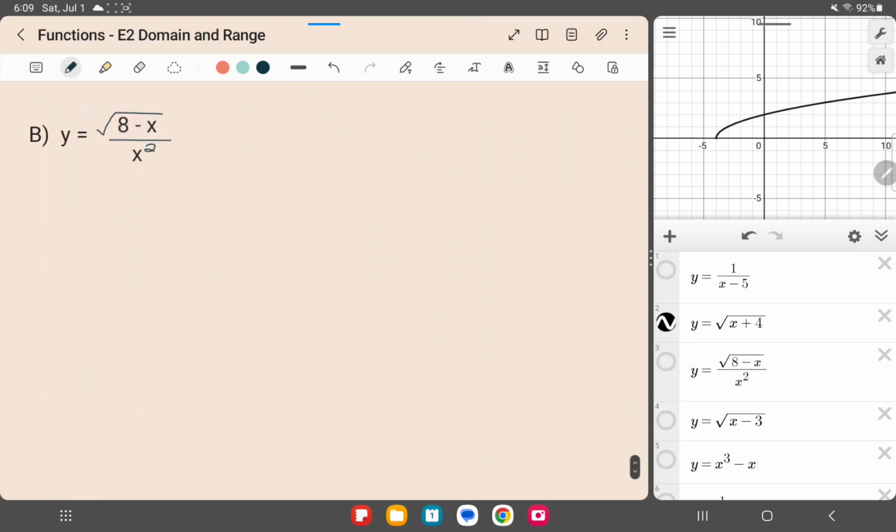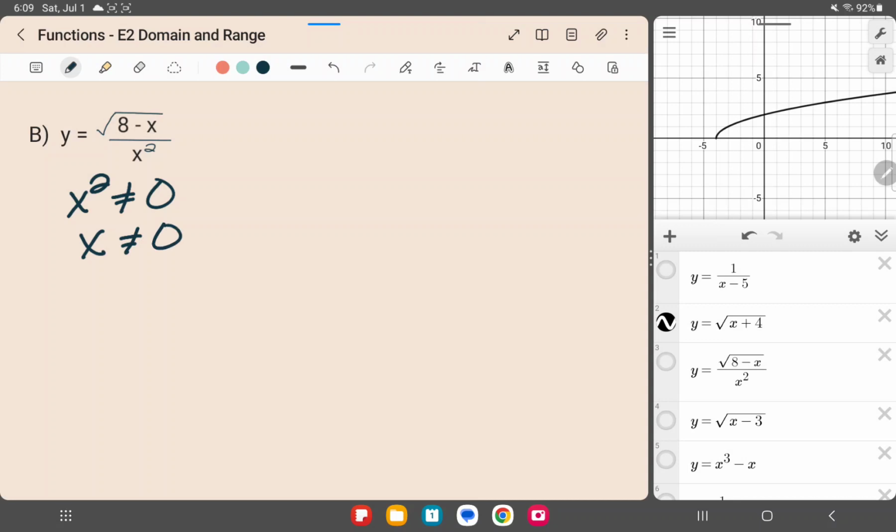All right, one more to try on your own. Pause the video, give it a shot, and then come back and see how you did. All right, so y equals the square root of 8 minus x, over x squared. There's a few things we have to worry about here. We have a fraction, so the first thing I'm going to worry about is that the denominator can't equal 0. So if x squared can't equal 0, that means x can't equal 0.